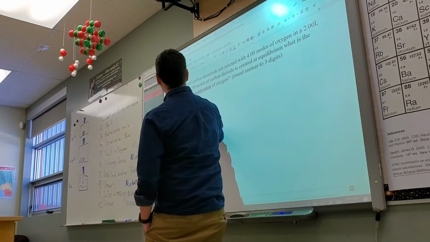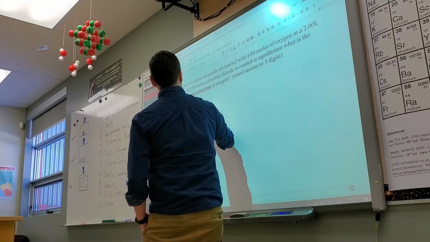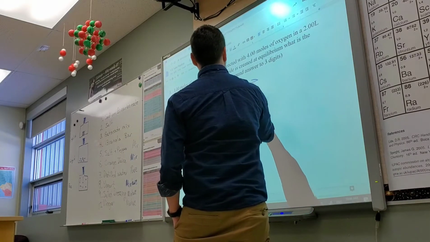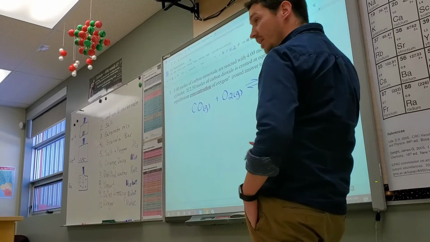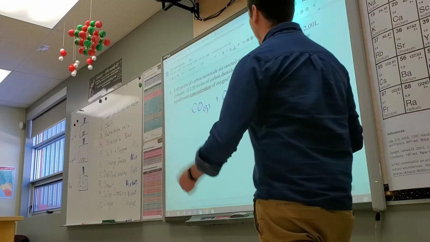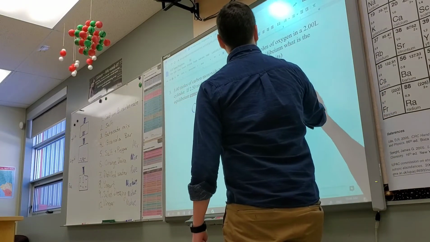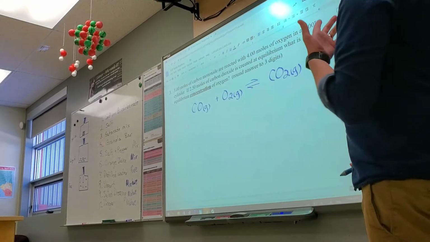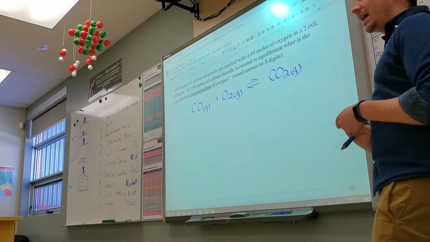So we got carbon monoxide is reacting with oxygen gas. We know it's in equilibrium, so we'll use our equilibrium arrows. And it's going to make carbon dioxide gas. Now the first thing we have to do is we have to balance this chemical reaction.